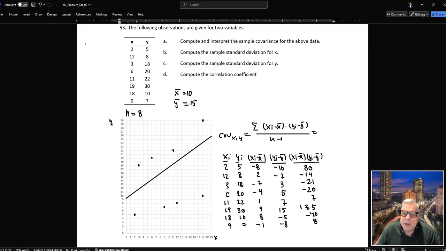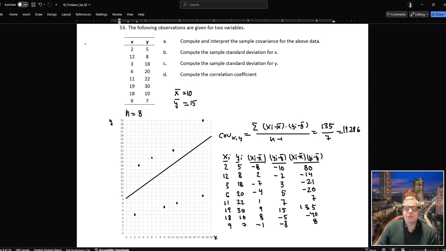So here in the numerator we have 135, and now we need to divide by 7, and if we do that, I get something like 19.286. So it's a positive value indicating that there is a positive relationship.